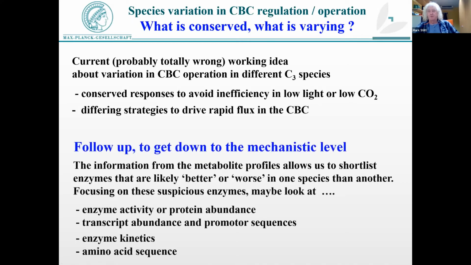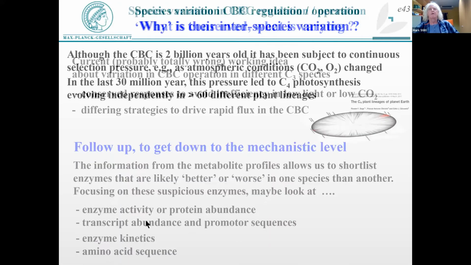Now, what's the next level, which we haven't started, but I think it's for the future? This information about metabolite profiles allows us to shortlist enzymes that are likely to be better or worse in one species than another. And focusing on these suspicious enzymes, we can then look at enzyme activity and protein abundance, transcript abundance and promoter sequences, enzyme kinetics, and of course the amino acid sequence, and try to get down to the molecular basis of this diversity.